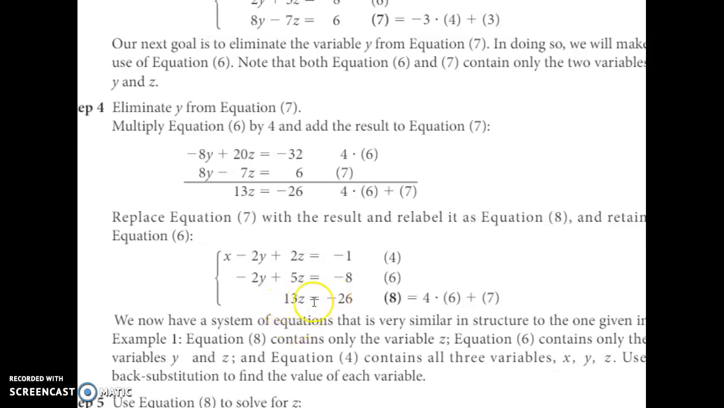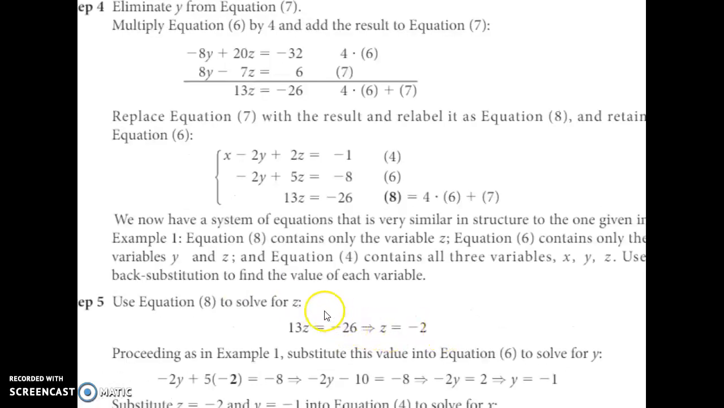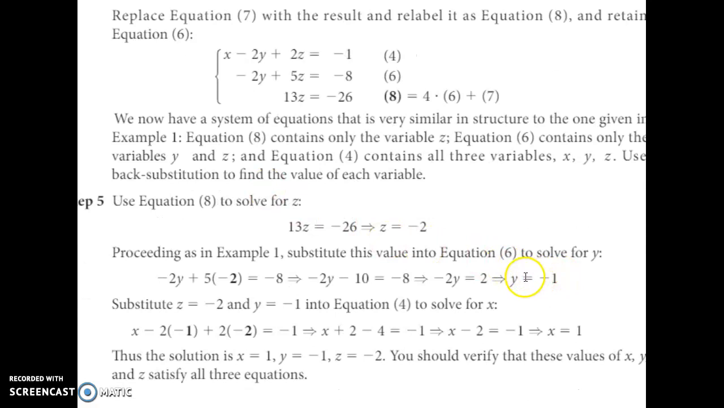And then here, obviously in the last equation, divide by 13. So z equals -2. There it is, right? Plug in that -2 right here. That's going to be a -10. Add it to the other side, so it's going to be a +2. Divide by -2. So if I didn't make a mistake, y equals -1, which is exactly what it says here.